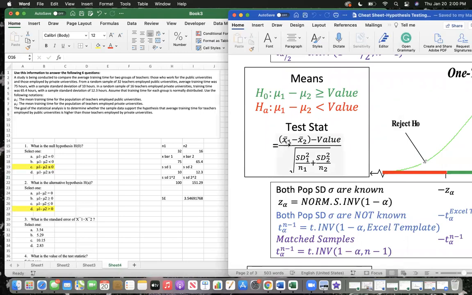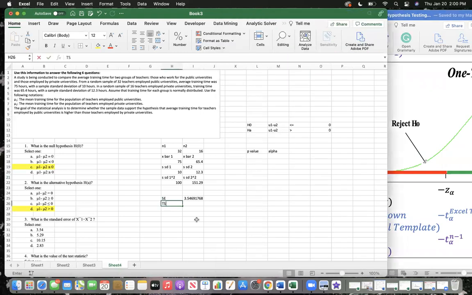Okay, so it's going to be x bar 1 minus x bar 2 divided by our standard error. So I'm going to put TS for test statistic. And we said x bar 1 minus x bar 2 divided by our standard error. And there is our test statistic.